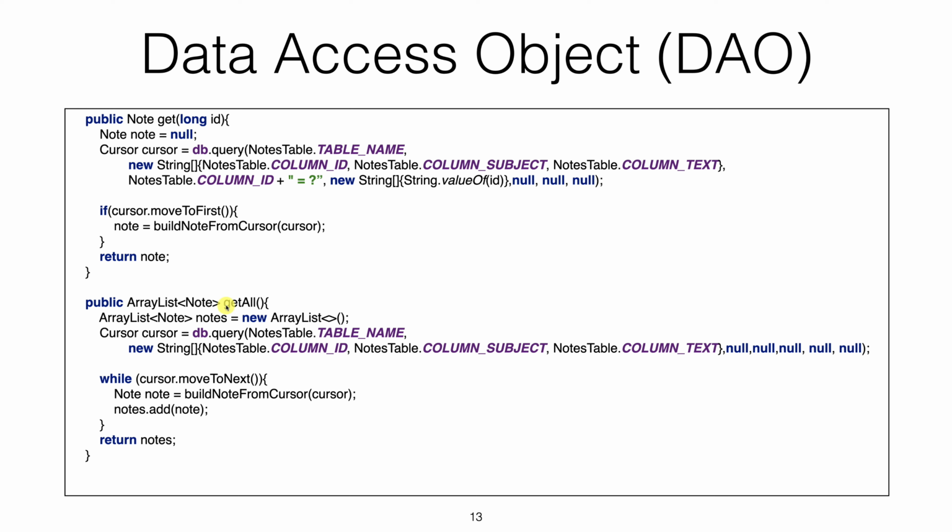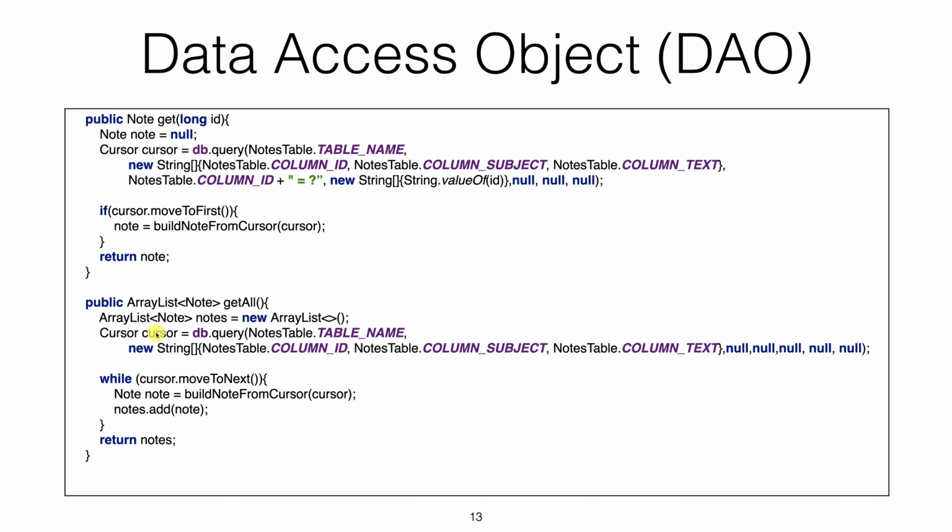Similarly, get all is very similar to getting one note, but instead we don't have any where clause. So basically it's the same story. You have the table name, you have the columns that you are interested in, and everything is null at the end. You have 5 nulls. Here you didn't have 5 nulls, you had only 3, and then these 2 parameters were the query and the query arguments. And we don't have any query and query arguments, and that's going to return all the notes, right?